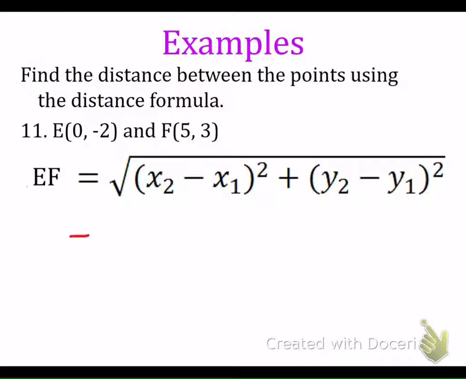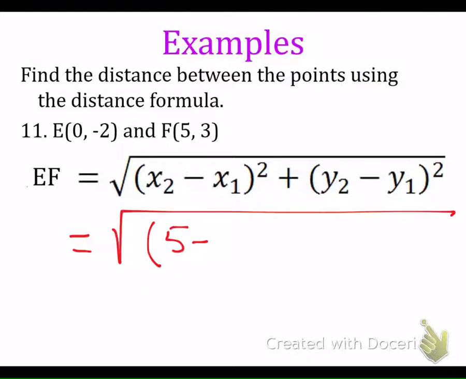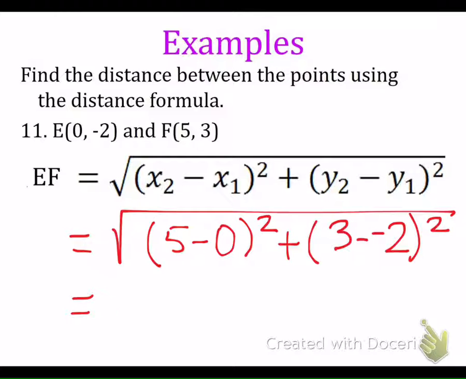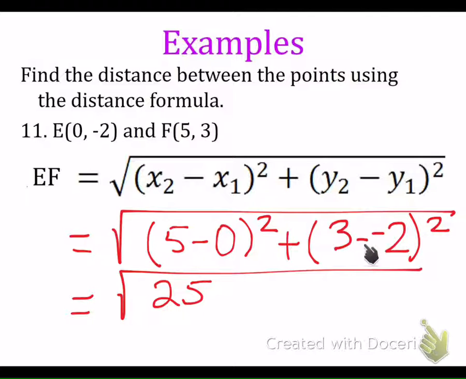I'm going to write a little less this time because I think some of this you can start doing in your head. So we are going to subtract the x's. So x2 is 5, x1 is 0. Subtract the y's. So y2 is 3 minus a negative 2. Square that. What is 5 minus 0? And what's 5 squared? 25. What is 3 minus negative 2? 5. And what's 5 squared? 25. Good.